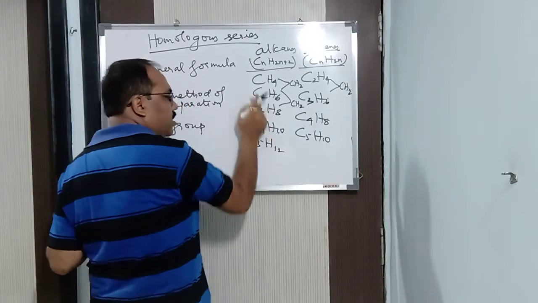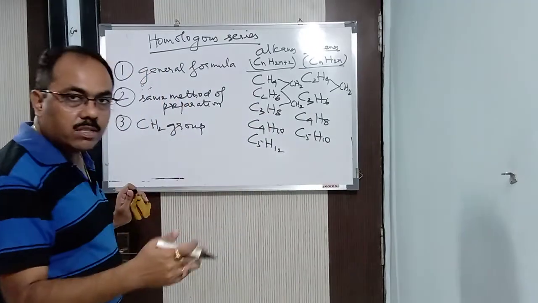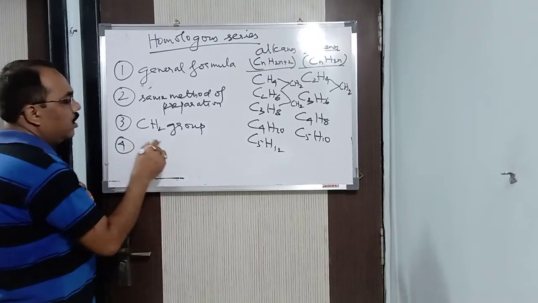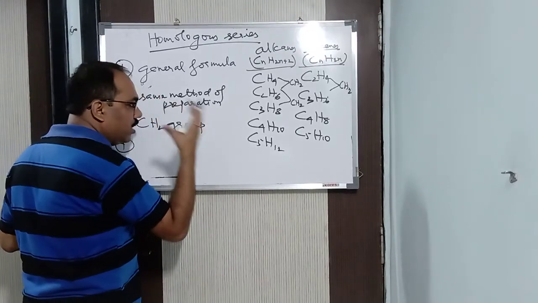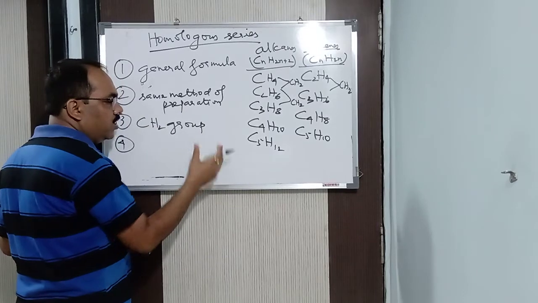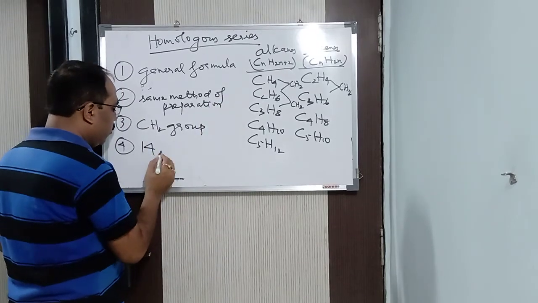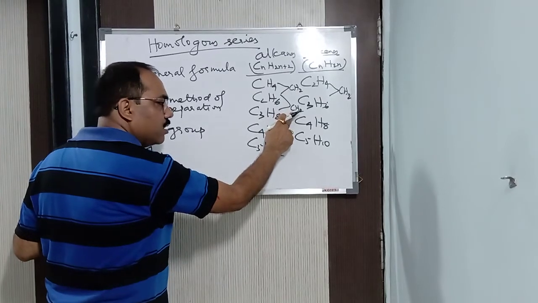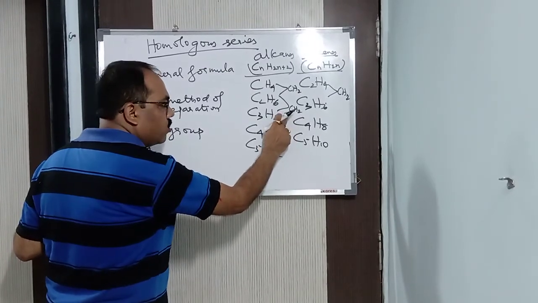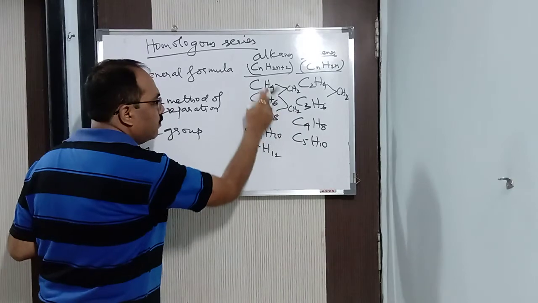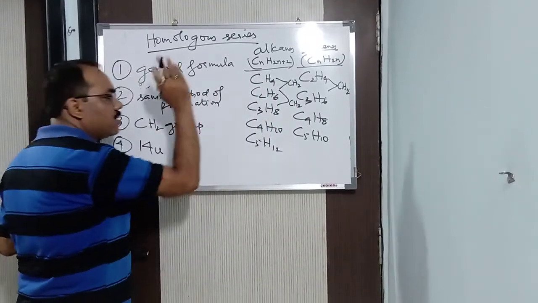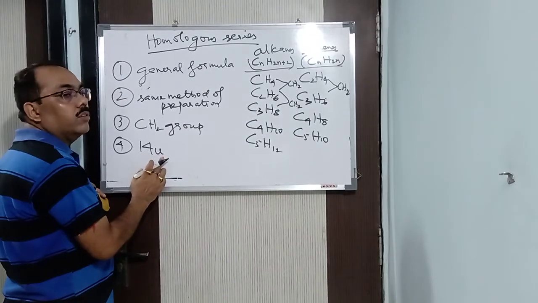So the difference between two successive members in a particular series is how much? CH2 group. Similarly, the difference in molecular weight between two successive members is how much? 14 AMU. How? CH2 is how much? Carbon is 12. Hydrogen is 2. So 12 plus 2 is 14. So the difference between the molecular weights of two successive members in a given series is 14 AMU.